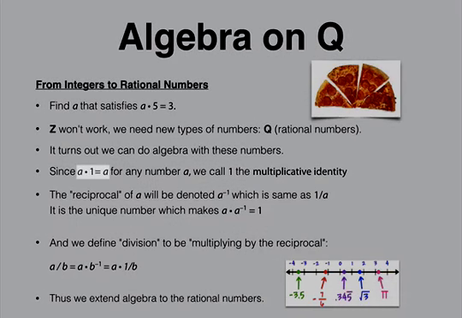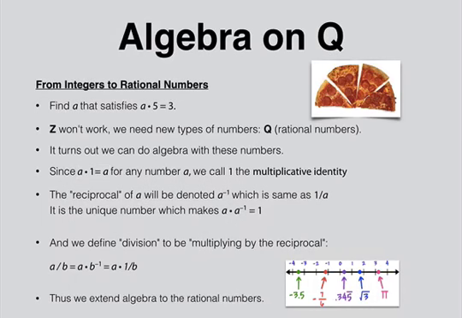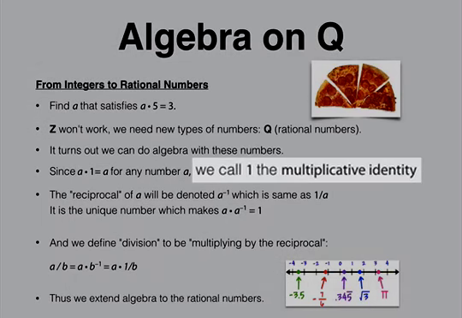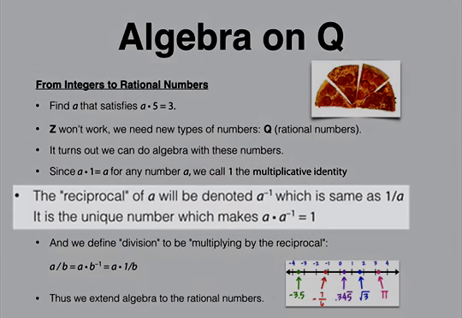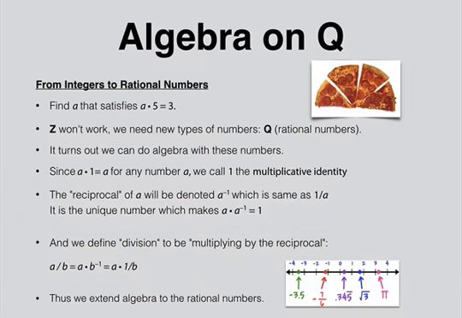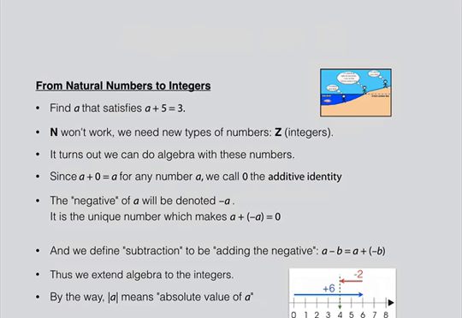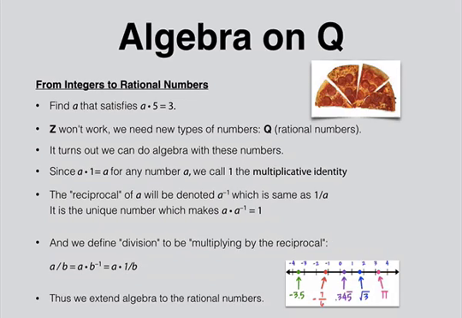So 1 times any number is that number. So 1 is called the multiplicative identity. With respect to multiplication, if you multiply by 1, you get the same thing back. The reciprocal of A will be 1 over A. It's the unique number that when you multiply A by it, you'll get 1, right? They cancel each other out. The same way as we had with the negative, where you add them, you have with the multiplicative inverse, the reciprocal, where you multiply them.